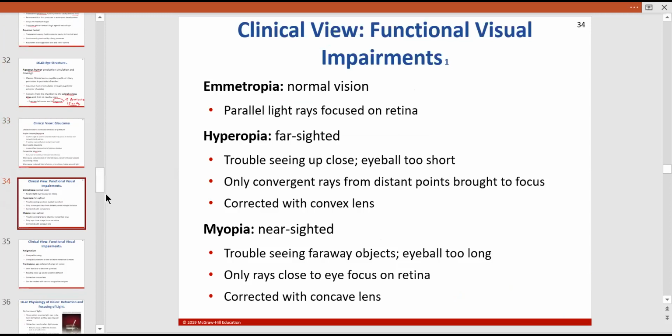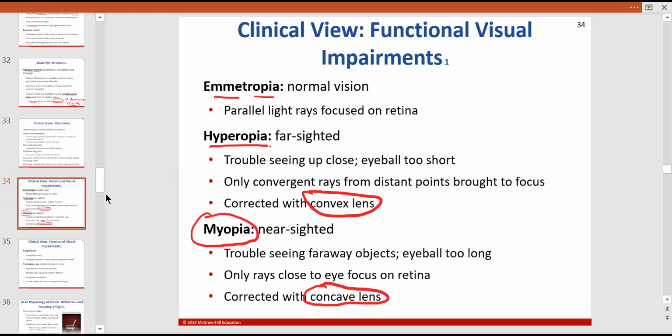Okay, so here are the vision types. You have emmetropia, which is normal vision. You have to know this. Hypermetropia, or hyperopia, is farsightedness. So you have trouble seeing close, but you can see far because of the shape of the lens. So the lens is flatter, and you have to treat it with a convex lens. And that's your glasses, right? Myopia is you can't see far away, right? So you wear concave lens glasses.